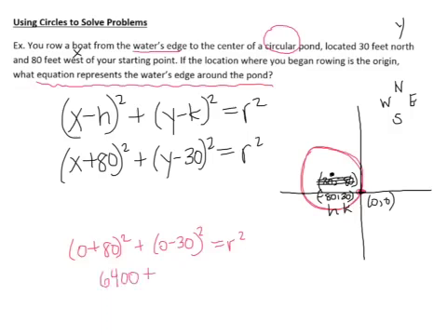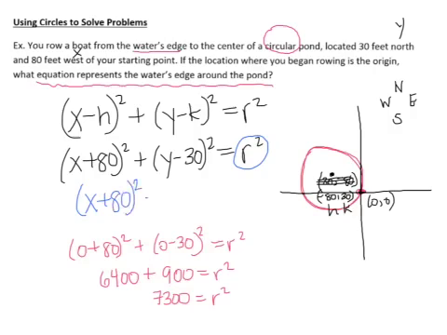So I know r squared is 7,300. And I don't actually have to solve for r, since what I'm filling in up here is r squared. So now I know that the equation that represents the water's edge around the pond is x plus 80, this quantity squared, plus the quantity of y minus 30 squared, is equal to 7,300. And here's the answer.